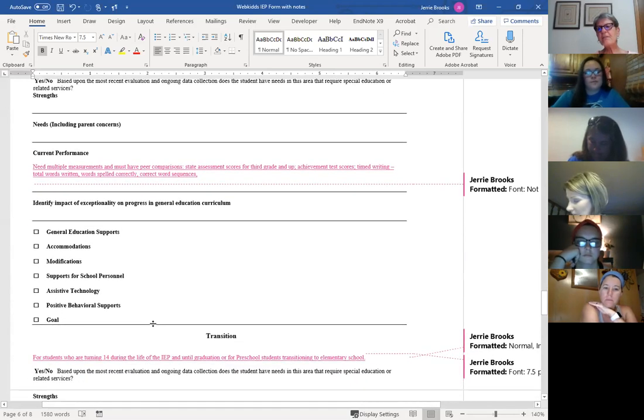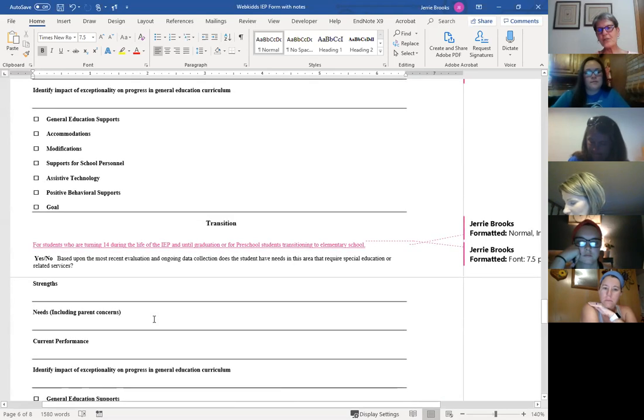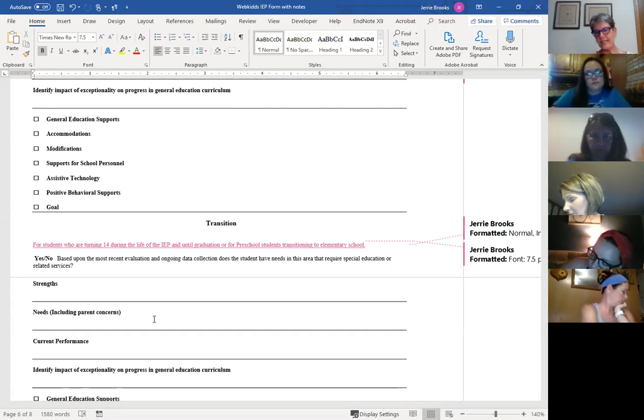Okay. And then for kids that are turning 14 during the lifetime of the IEP, so an IEP is good for 1 calendar year, 12 months exactly, 365 days. If I write an IEP on June the 10th, 2019, it is good until June the 9th, 2020.